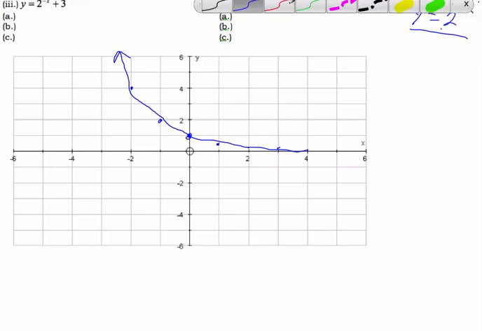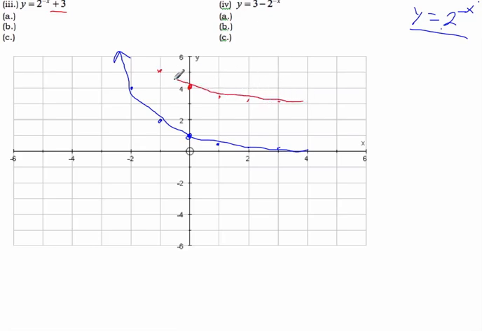Then we're going to add that 3. So all points go up 3. 1, 1, 2, 3. So there's a new y-intercept. This is at half, so 1, 2, 3. So the new asymptote is going to be at y equals 3. And this point goes up 1, 2, 3, and it looks like this. Yes, y equals 2 to the power of negative x plus 3.